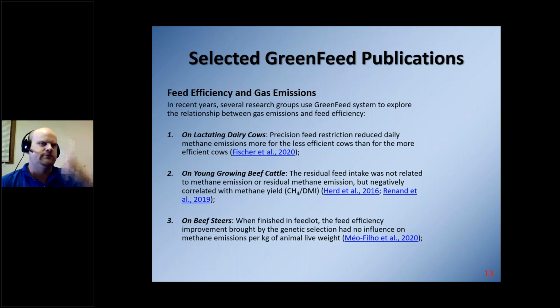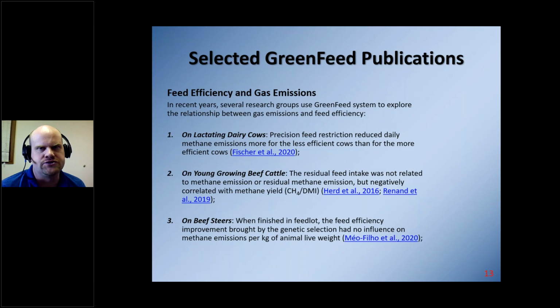There's also been a number of other studies, not just methane, for example, feed efficiency and gas emissions. So how could gas emissions be used to determine feed efficiency without putting a monitor in the pen to actually measure feed? And also, we aren't able to really practically measure feed intake on pasture.